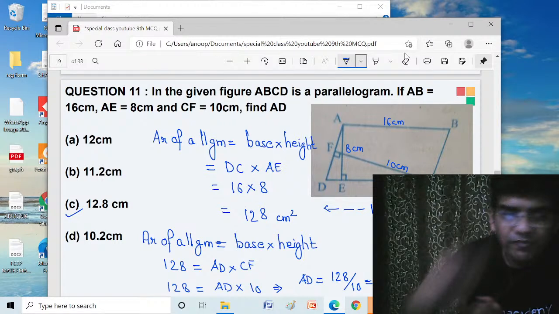So first we calculated the area of the parallelogram and now we are again calculating the area of the same parallelogram, but this time with a different base. So if you are calculating the area with a different base, height will change, but area remains the same. So area will remain the same.